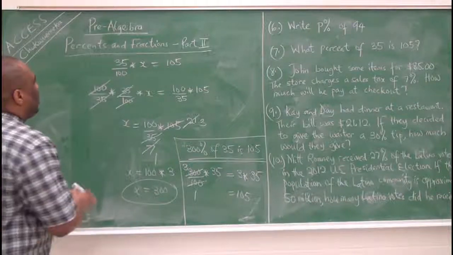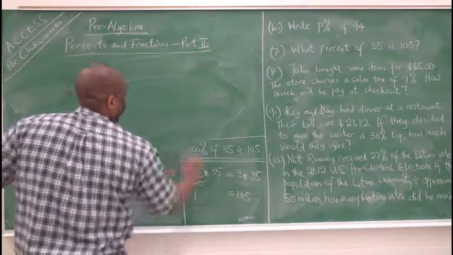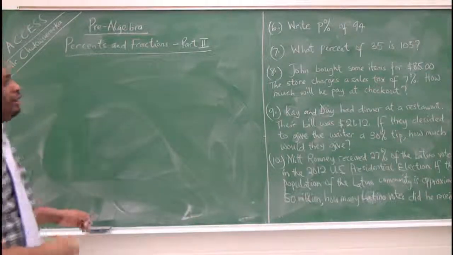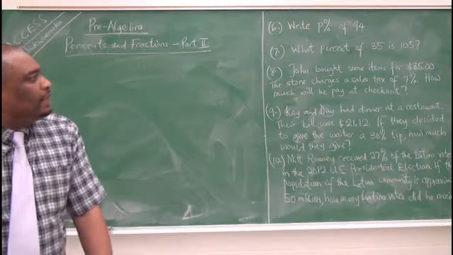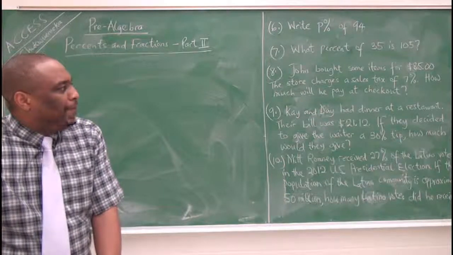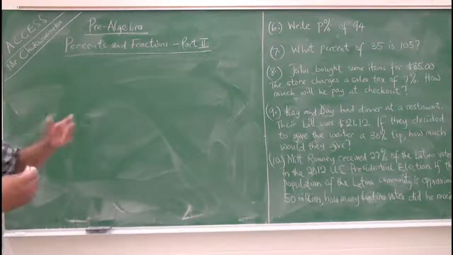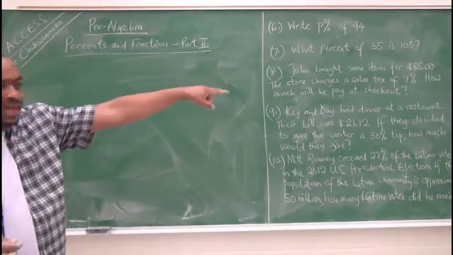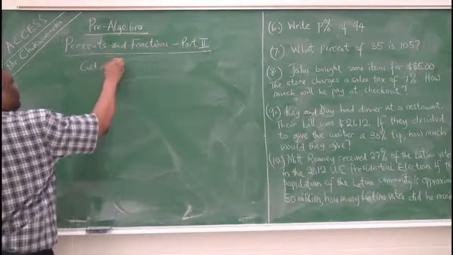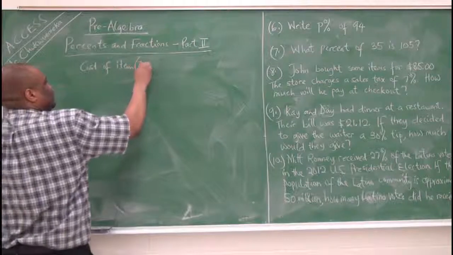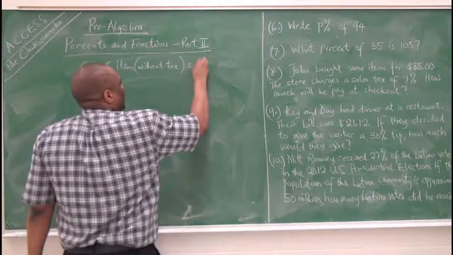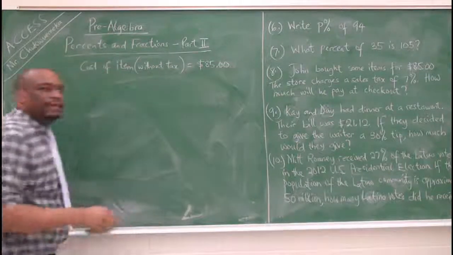Okay? The next question, number 8. It says, John bought some items for $85. The store charges a sales tax of 7%. How much will he pay at checkout? So we have the sales tax of 7% of that $85. So the cost of item without tax is what? $85. That's the cost of item without tax.